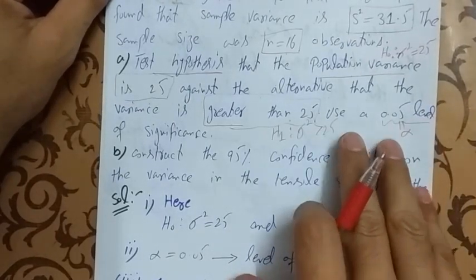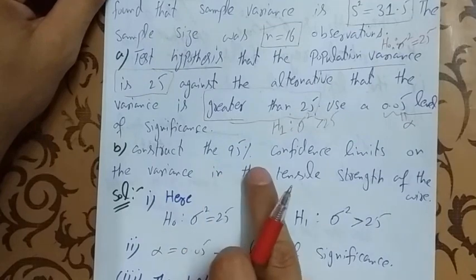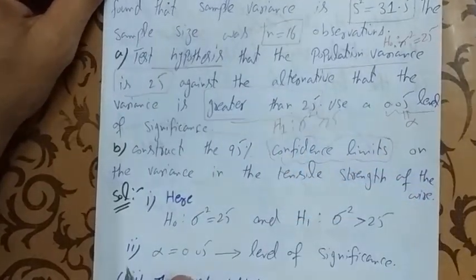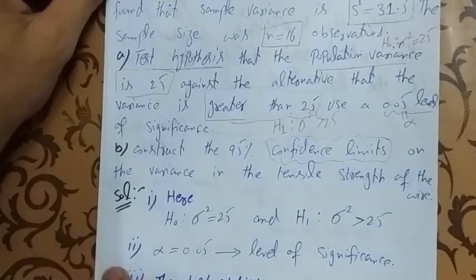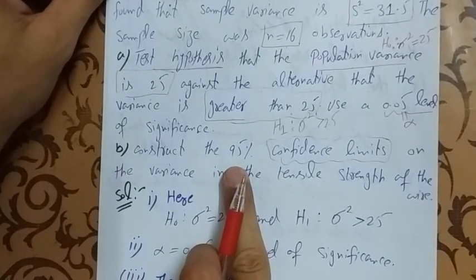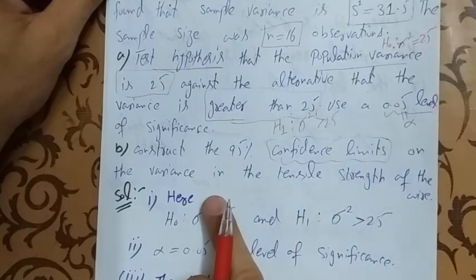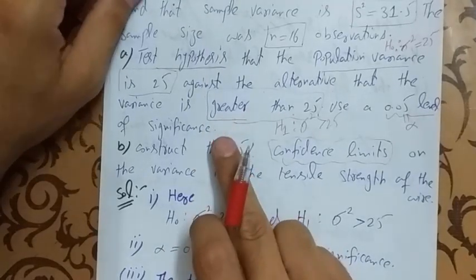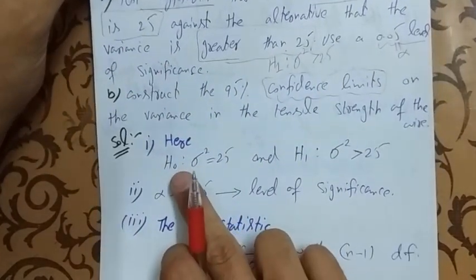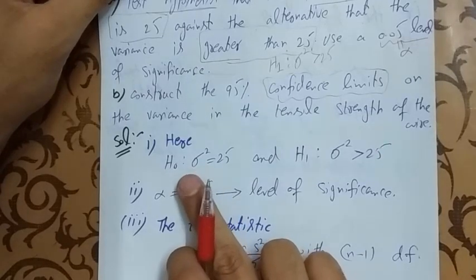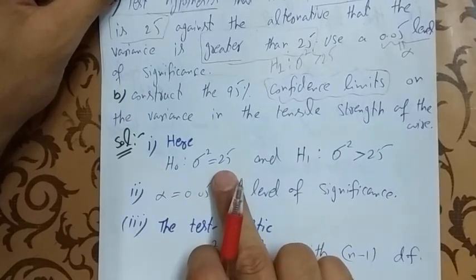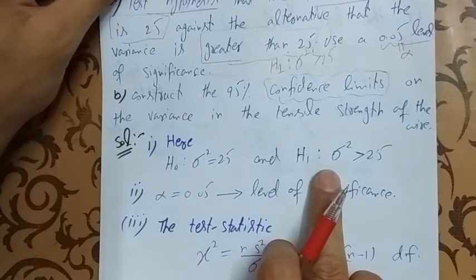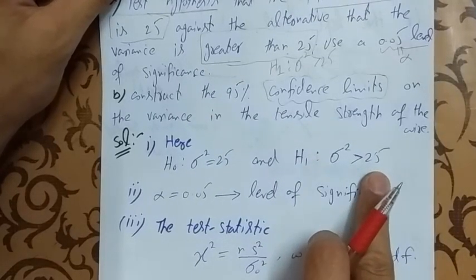The first problem is this, and second, construct the 95% confidence limit, just like the previous example which we explained in the last lecture. Construct the 95% confidence limit on the variance in the tensile strength of the wire. First we solve part A. Here H0, the null hypothesis, is sigma square equal to 25, and H1, the alternative hypothesis, is sigma square greater than 25.